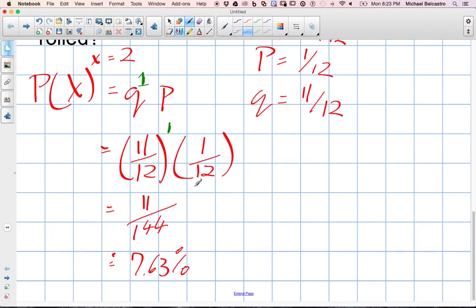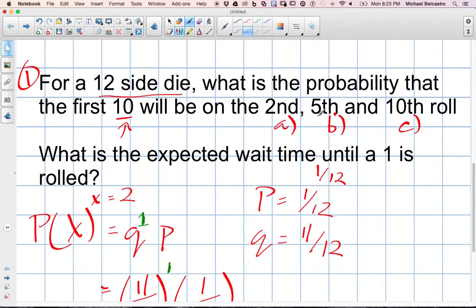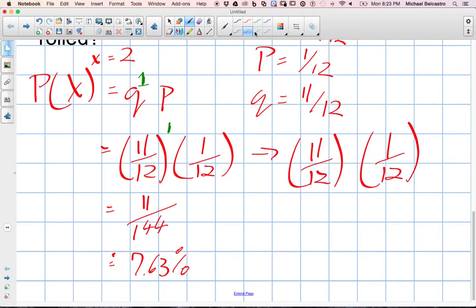Okay, with that being said, let's talk about the 5th roll if we were to set that up. Very, very similar question, so I'm going to steal the information. The setup is the same: the 11 over 12, and then our probability of success is 1 over 12. But this time our exponent, because it's on the 5th trial, means this would be number 5. So that means there are 4 trials before that. So we have to put this one to the power of 4 first, and then multiply through.